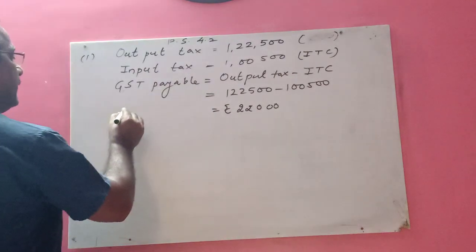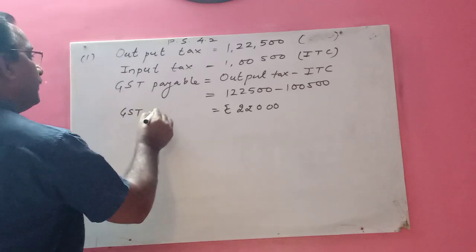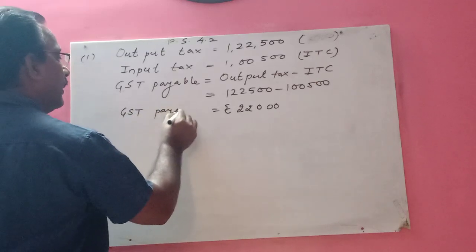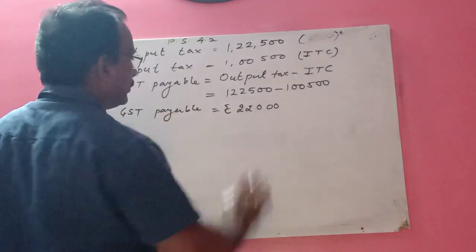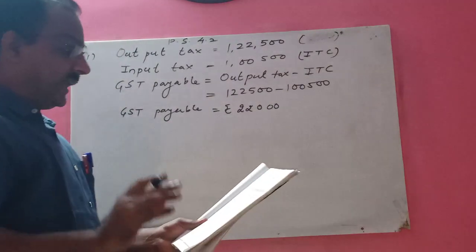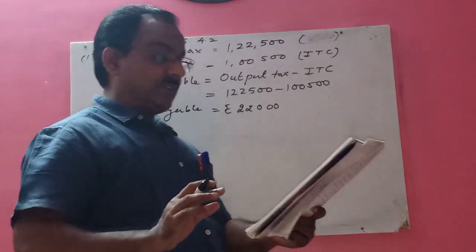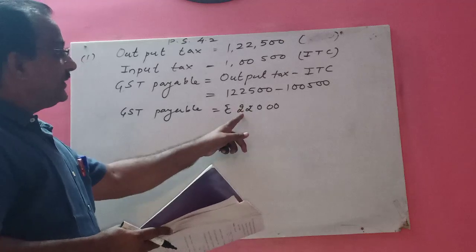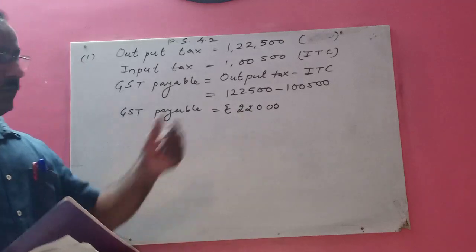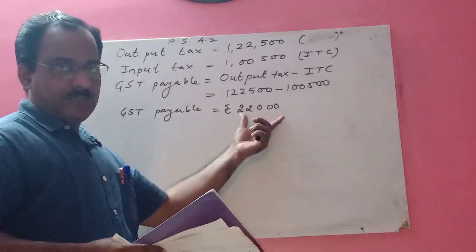Okay. So GST payable is equal to, here, how much? 22,000. Finally, you should write the answer. The GST payable by Chetna store is rupees 22,000. So I hope that all of you have understood this new sum.